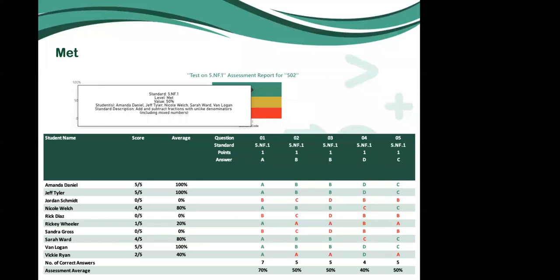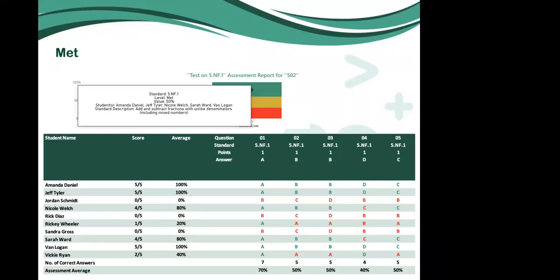So this is another report as it relates to that assessment. We do believe, like research shows, that you have a good view of what the student understanding is as it relates to a concept if it's been assessed with at least 3 to 5 questions. So this was a 5-question assessment for standard 5.NF.A.1.